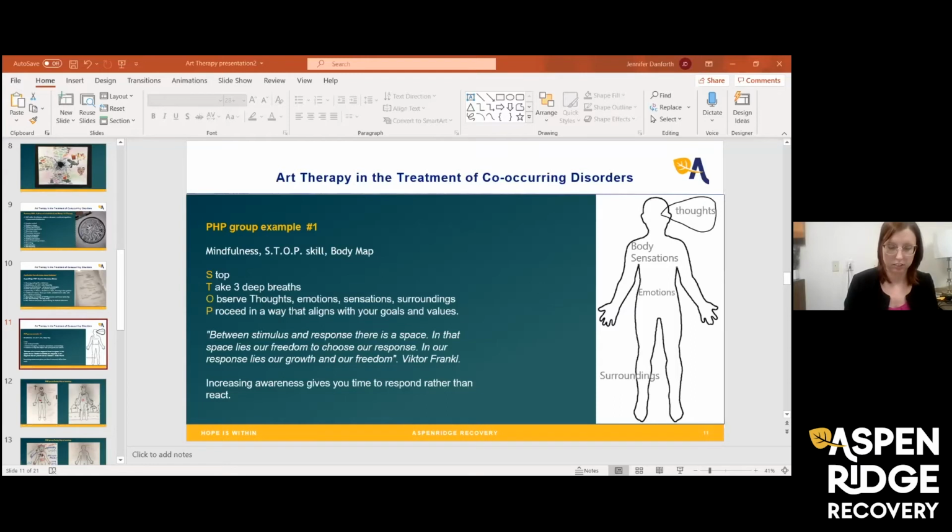The letter T stands for take 3 deep breaths. Go ahead and do it now. Please take 3 full breaths, allowing the air to first fill your abdomen and then your chest. As you exhale, allow your chest and finally your belly to fall.